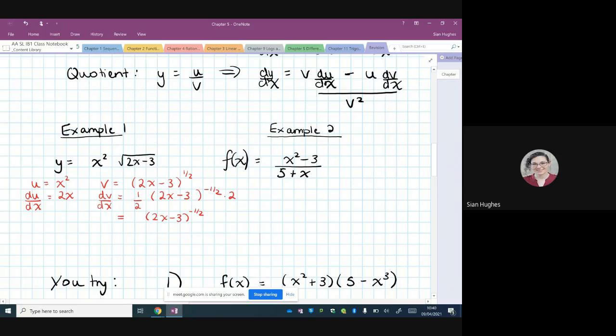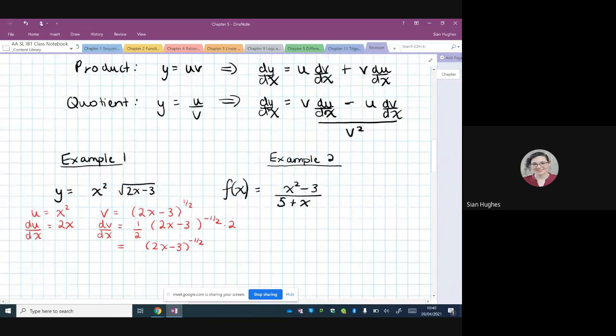Once you've done that, now we just need to use the rule. So that's up here in the top right of my screen. It says we want u dv by dx plus v du by dx. What you'll see some people do is draw a little cross to represent that multiplication. So we want to multiply u by dv by dx. So we're going to multiply x squared by our dv by dx. So x squared (2x minus 3) to the minus half plus v du by dx. So that would be 2x times (2x minus 3) to the half.